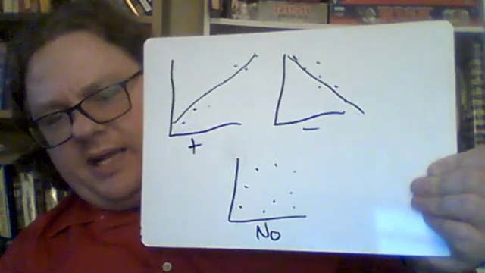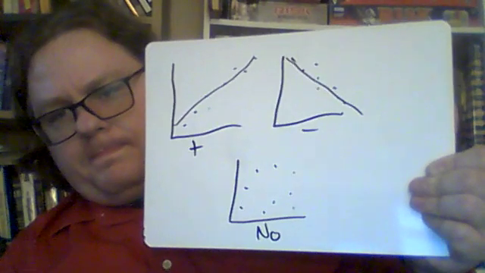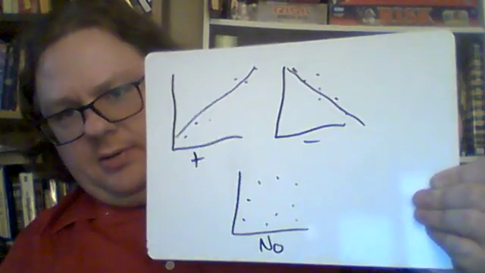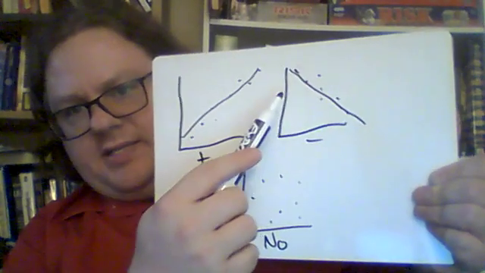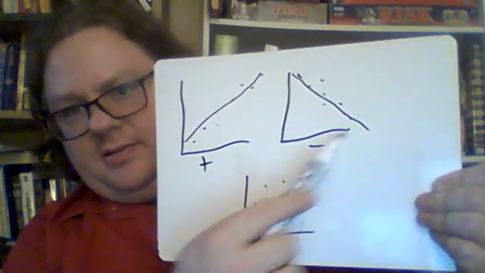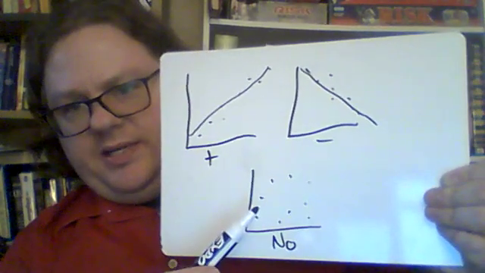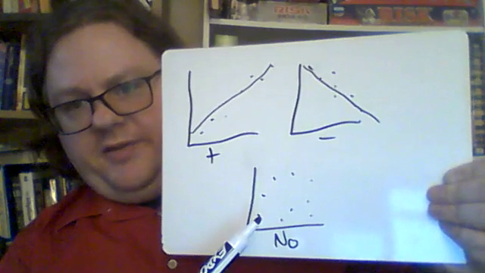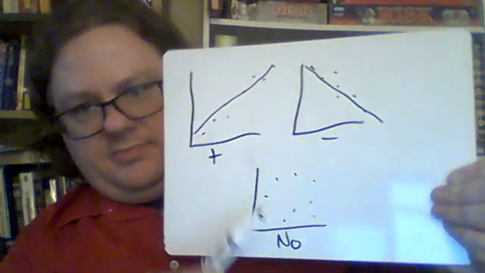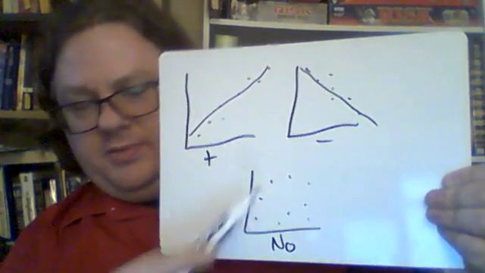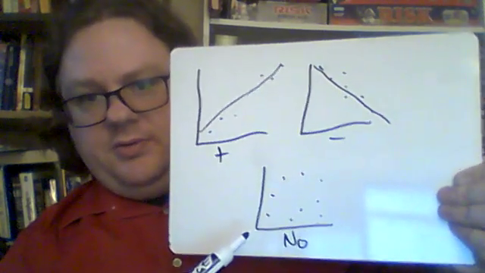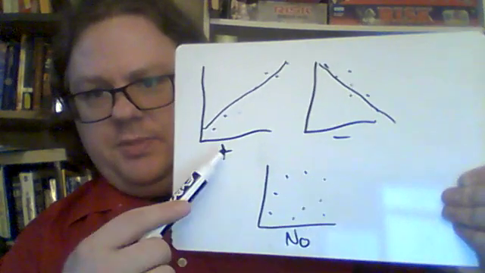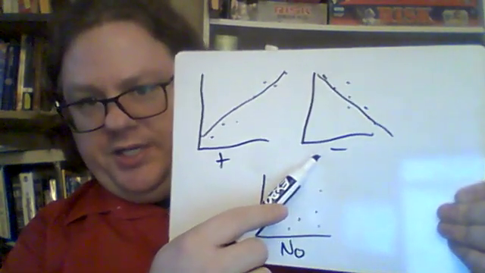And this would be things like the more you speed, the more tickets you get. The more days out of school you are, the lower your grades get. And this would be like the number of shoes sold depending on the day of the week. Like, it doesn't line up at all. People just buy shoes at random. So there's no correlation there, but there's a positive correlation here and a negative correlation here.